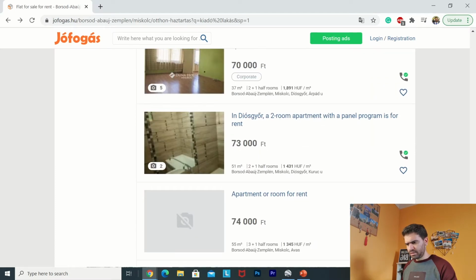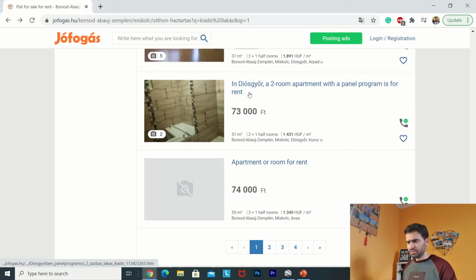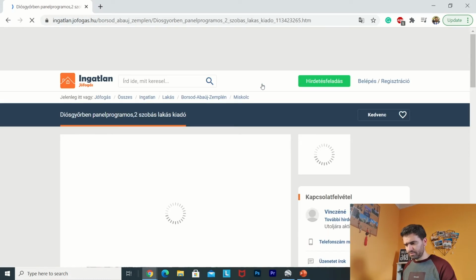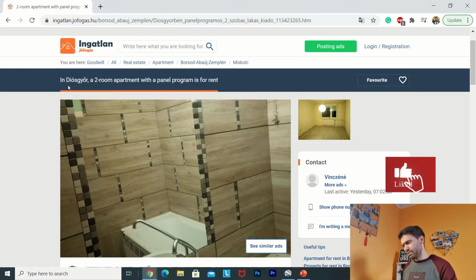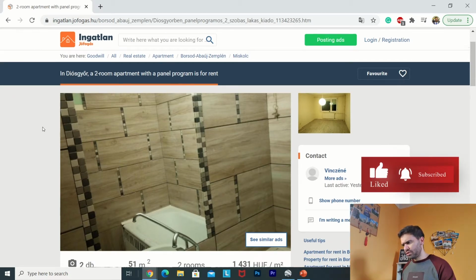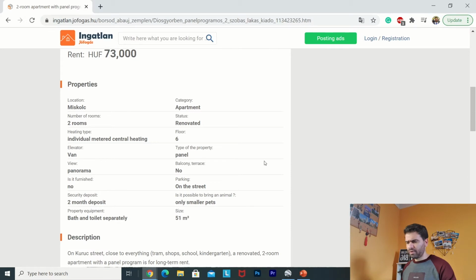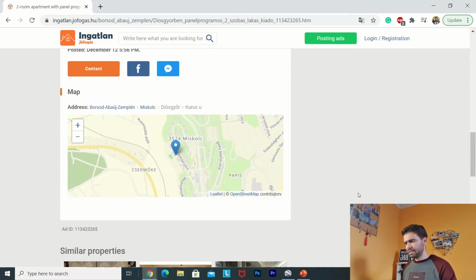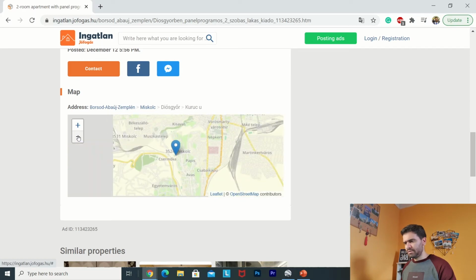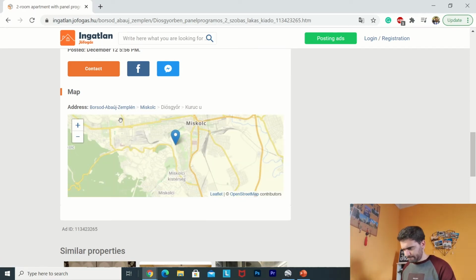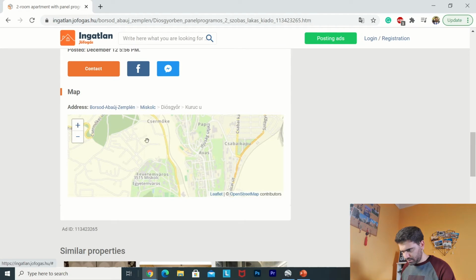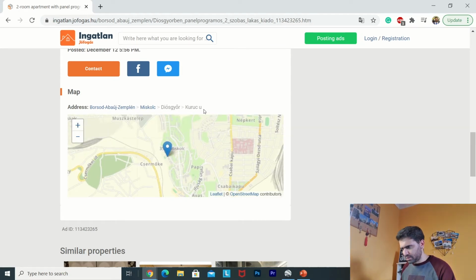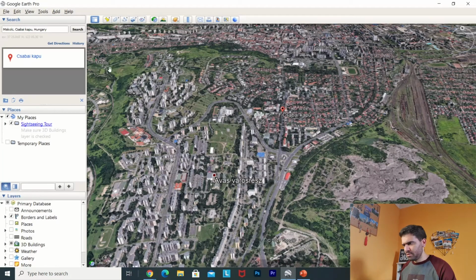So let's find another place. Yeah, for example, this one looks good, but there's a problem, because I know this Diósgyőr is somewhat far away from the university. It's not so far, but it's not like living in Avas, for example. So okay, there's something wrong. I don't think this is here. This place is far, for sure. So let's check the place.